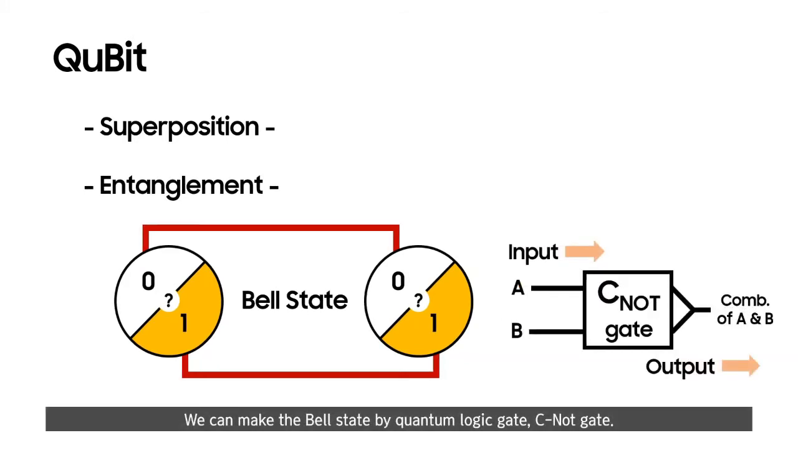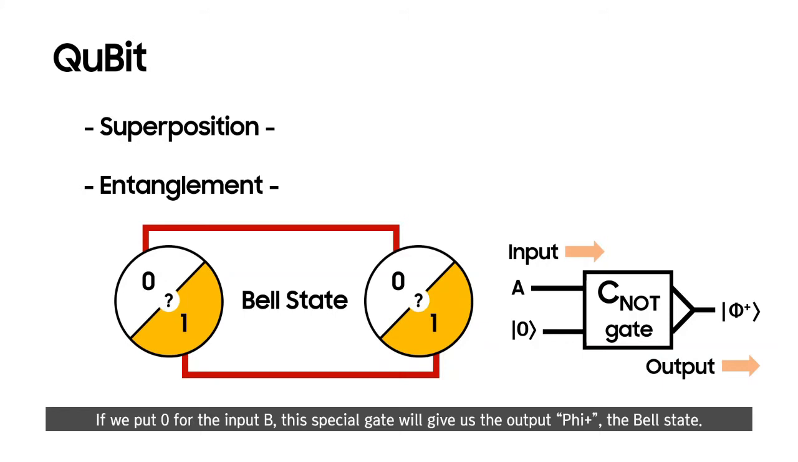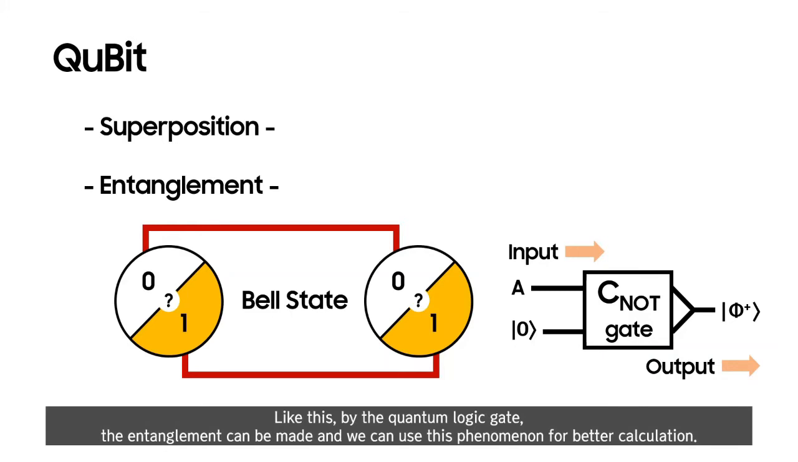We can make the Bell state by quantum logic gate C0 gate. If we put 0 for the input B, this special gate will give us the output phi plus the Bell state. Like this, by the quantum logic gate, the entanglement can be made and we can use this phenomenon for better calculation.